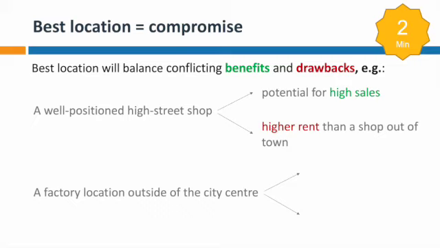Now let's have a look at the factory. A factory location outside of the city center is going to be cheap. For example, if we're going to buy the land, not just rent, but buy it so that we would own it as a business, then obviously it might be cheaper to purchase. However, what would be the drawback of being located outside of the city center? You might have problems recruiting staff in a remote area.